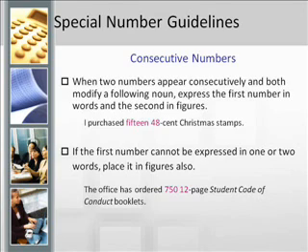The exception is if the first number cannot be expressed in 1 or 2 words, then we place it in figures also. So in the example, the office has ordered 750 12-page student code of conduct booklets. The word 750 would mean writing more than 2 words, and so we have written it in this sentence as a figure.